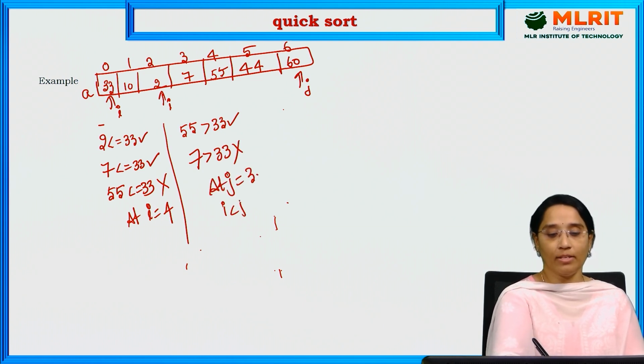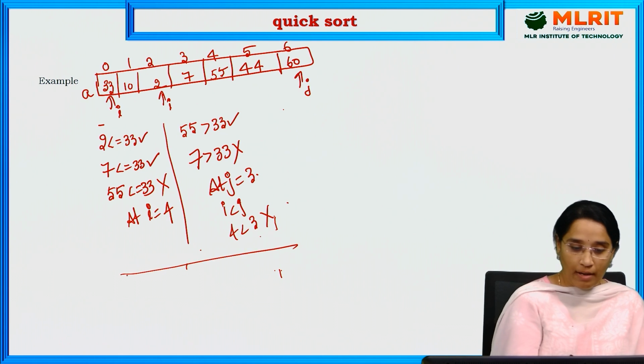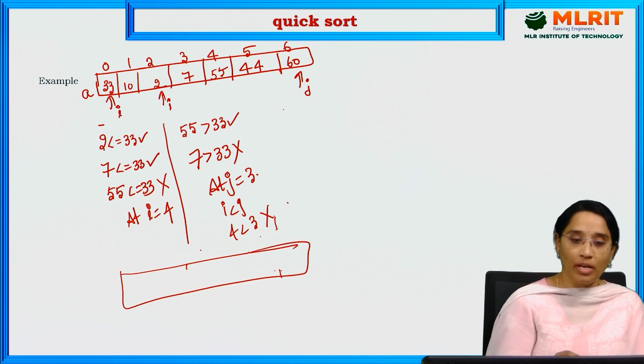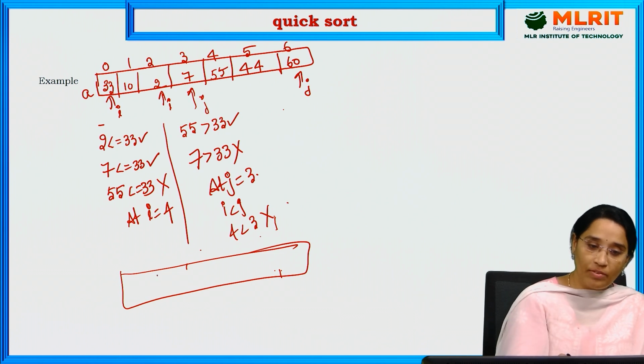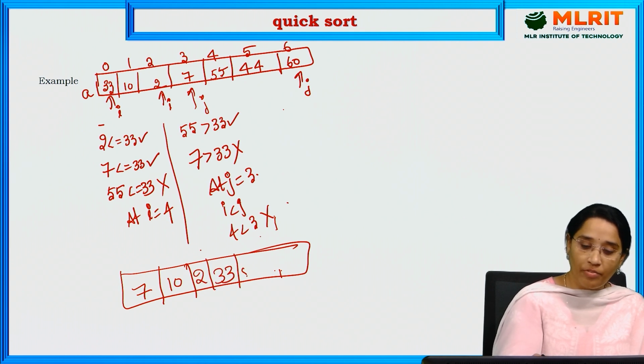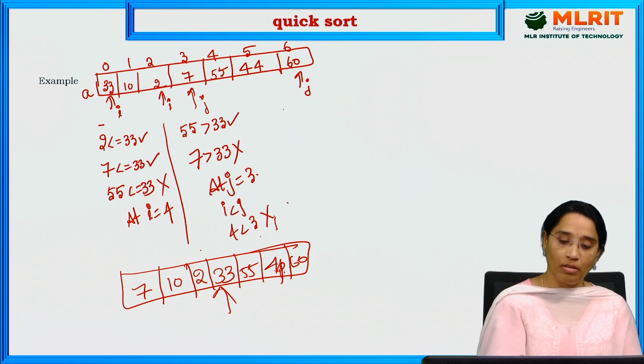i less than j. 4 less than 3. Condition false. So if 4 less than 3 is false, what happens? You have to swap the value of j with the pivot. Where is your j now? Here. Your j is here. So you will swap j with the pivot. So after swapping, the array is 7, 10, 2, 33, 55, 44 and 60. This is your array and this is your pivot value.